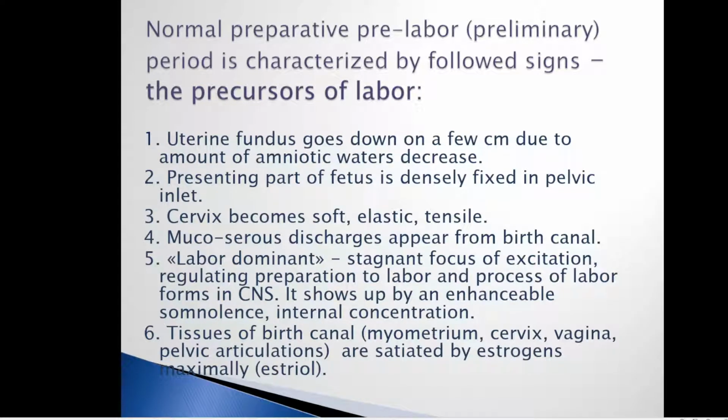The normal preparatory pre-labor period, or preliminary period, is characterized by the following signs, also known as precursors of labor. First of all, the uterine fundus goes down a few centimeters due to a decrease in the amount of amniotic waters. The presenting part of the fetus is densely fixed in the pelvic inlet in the first plane. The cervix becomes soft and elastic. Mucoserous discharge appears from the birth canal.